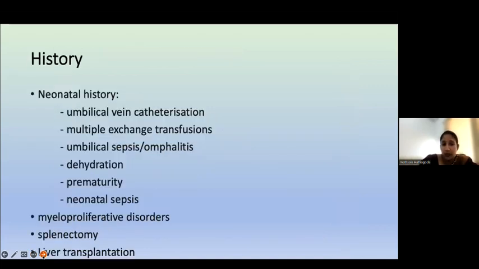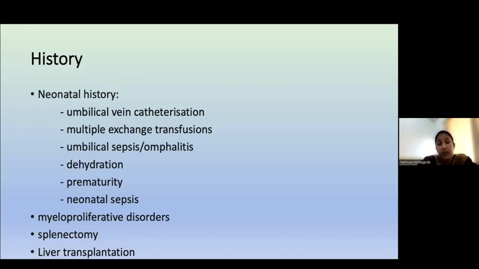When we talk about history, there are certain questions you need to ask to check whether it's due to hepatic or extrahepatic causes. Out of the extrahepatic, we told you that portal vein thrombosis is the commonest. So get a neonatal history: ask about umbilical vein catheterization, interventions like exchange transfusions, any sepsis, omphalitis, dehydration, and prematurity.